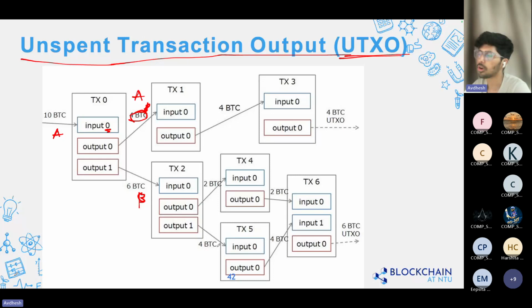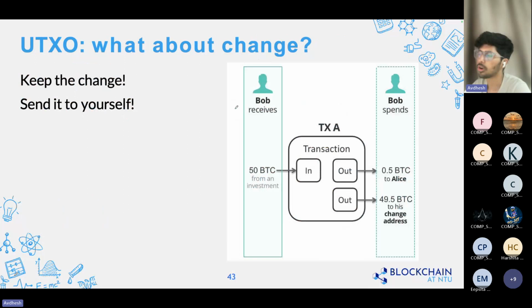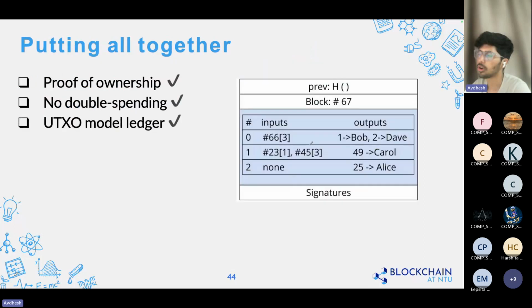So if Bob wants to send 4 of those 6 bitcoins to Charlie, he'll have to send 4 to Charlie and then 2 back to Bob again. So that is kind of a binary system here. That is what I explained to you, the change system. If Bob is sending from 5 bitcoins and wants to send 0.5 to Alice, then 4.5 will come back to him. So now we'll put it all together.